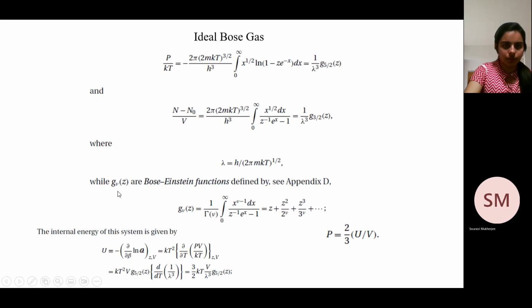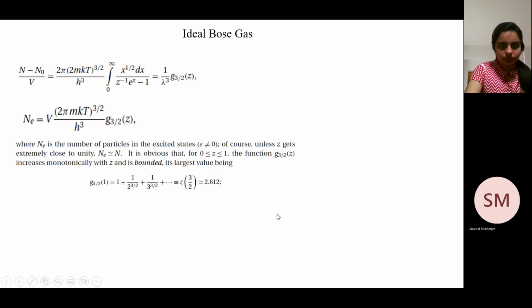Because see, if you look at the expression for Z, this is how your g is defined, right? g is a series in Z. And if Z has an upper bound of 1, g_ν(z) should also have an upper bound when Z is taken as 1. So if g_{3/2}(z) has an upper bound, which happens when Z is equal to 1, you can tell that the number Ne, the number of particles in the excited state, also has an upper bound. This upper bound of g_{3/2} is given by this expression here, so it's close to 2.612.